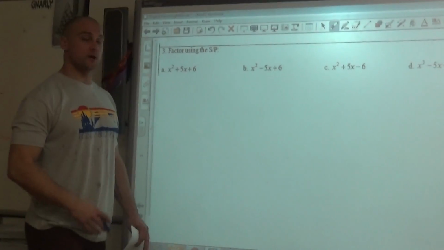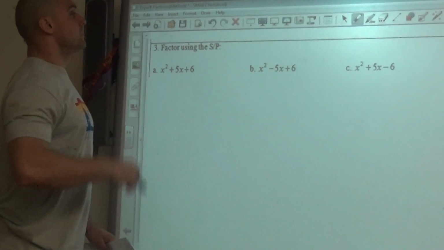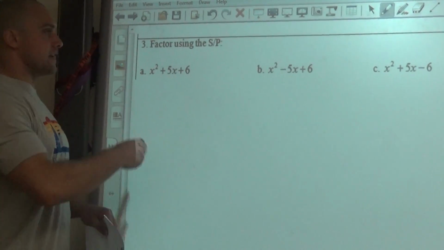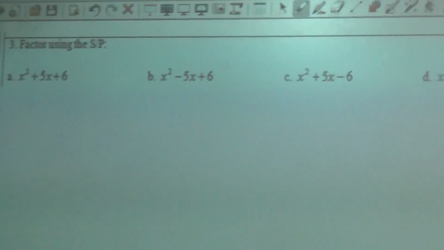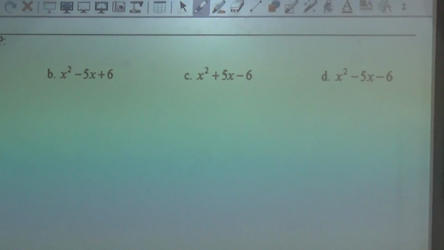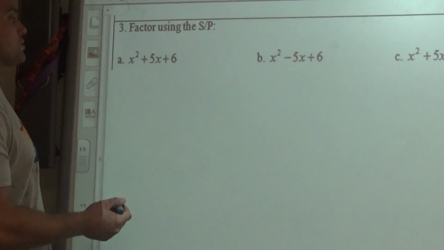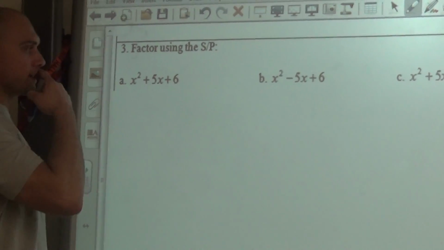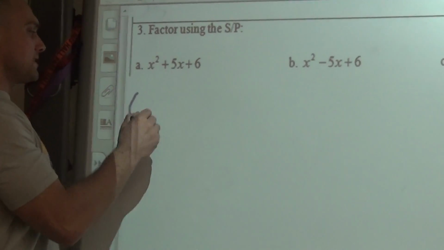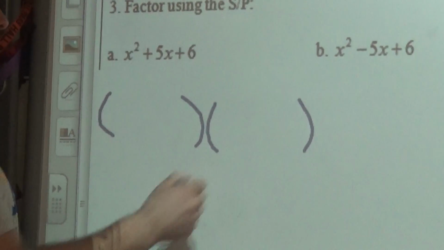Moving on to sum product. So again, before we begin number 3, let's recognize in each of these there is no common factor and all of them have 3 terms. So what we're trying to figure out, let's take a look at A here. We're going to have 2 factors.